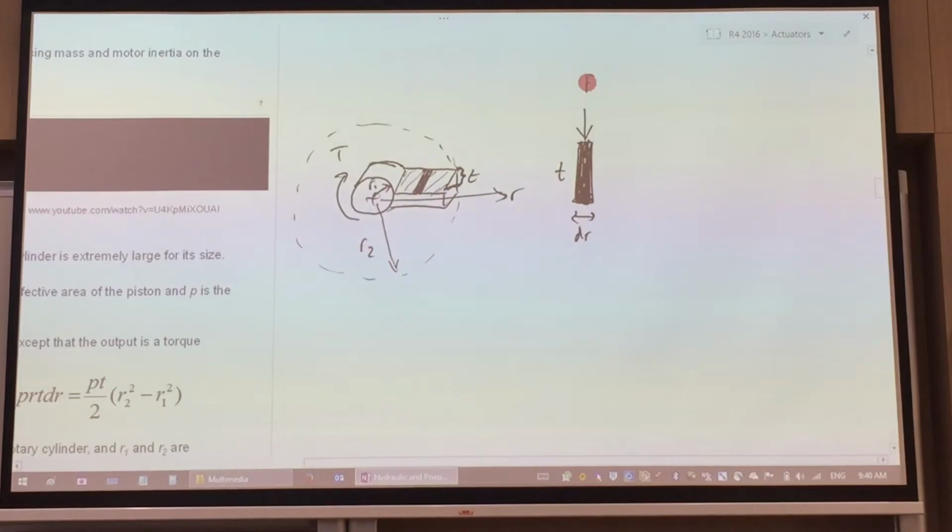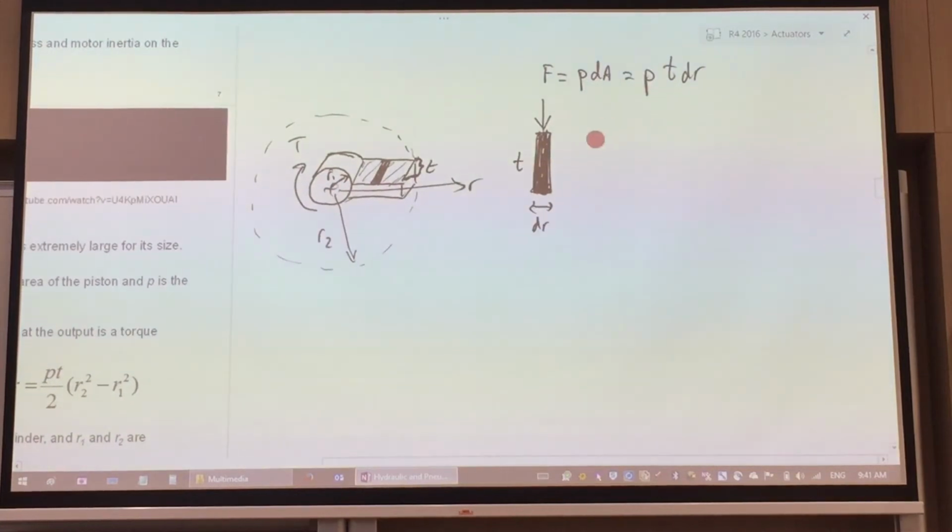So the force will be equal to pressure multiplied by the elemental area, because pressure is equal to force over area. So force is equal to pressure multiplied by area, and that area is the elemental area. If I look at this elemental area shaded in black, that will be T dr. That's my area. If I want to find out the torque, torque would be force multiplied by the radius. That will give you the amount of torque.